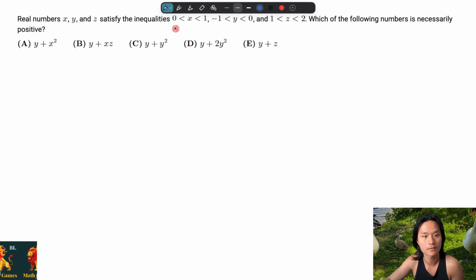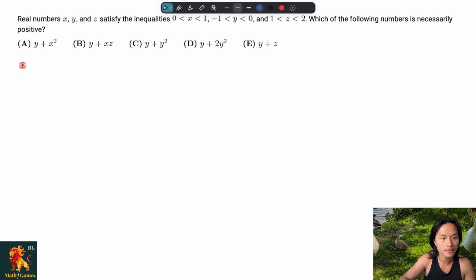So we're given three inequalities and we want to evaluate which of these five options is always positive. So that means if we can find an example for which any expression is negative, then that is not the answer. So let's try the first one.